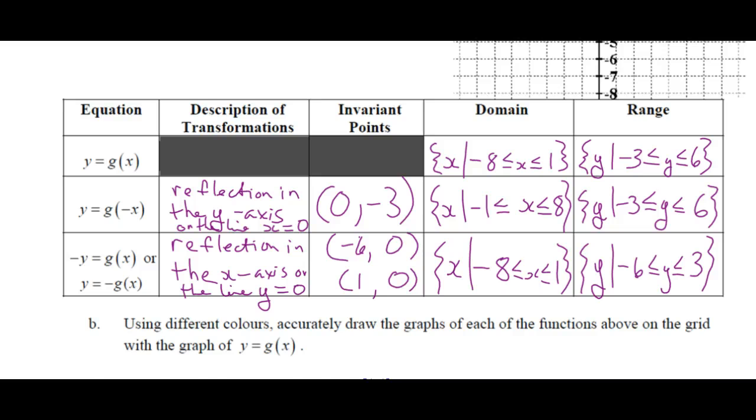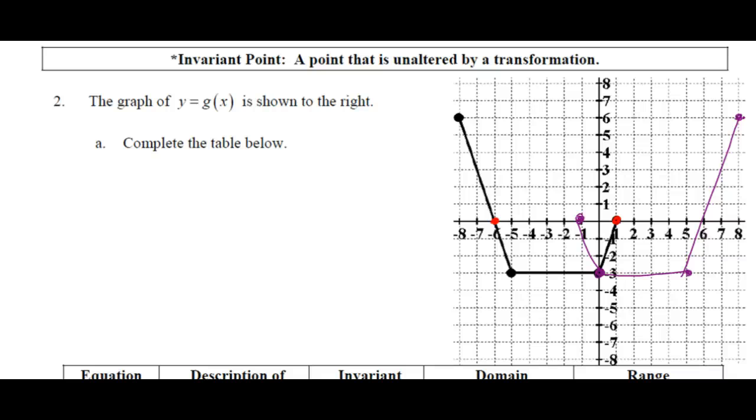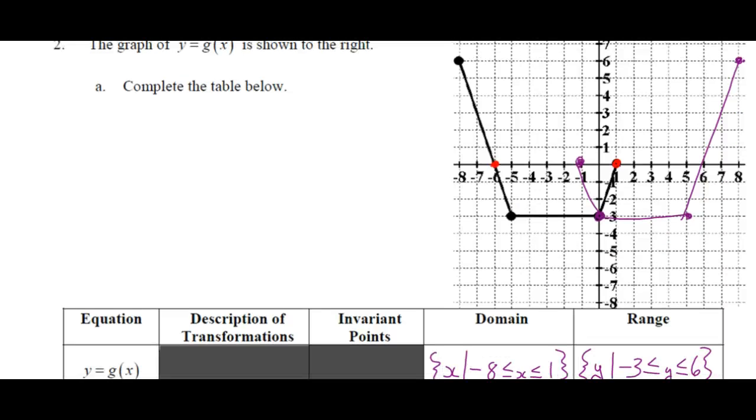Use different colors. Accurately draw the graphs. Okay, so then what I want to do is take this and just say, I'm reflecting, so the +6 becomes -6. This point stays the same. This point goes where? -5 and +3. This point goes where? And this point stays the same.